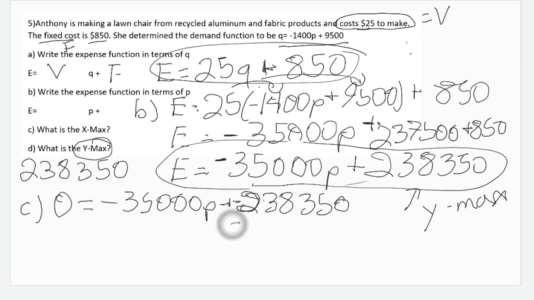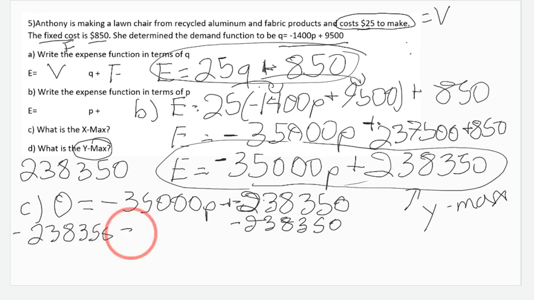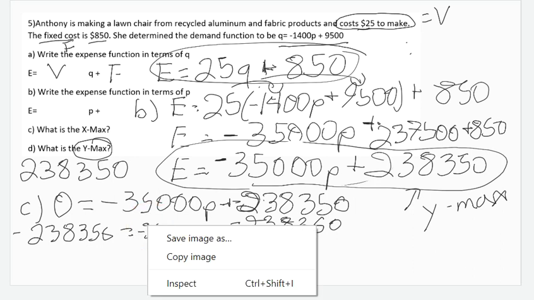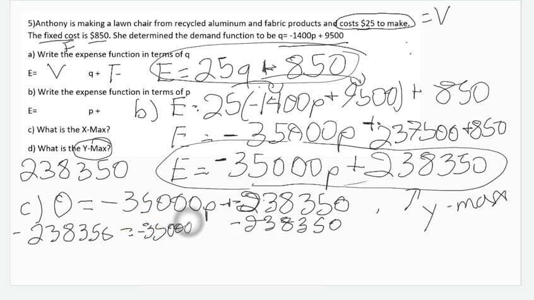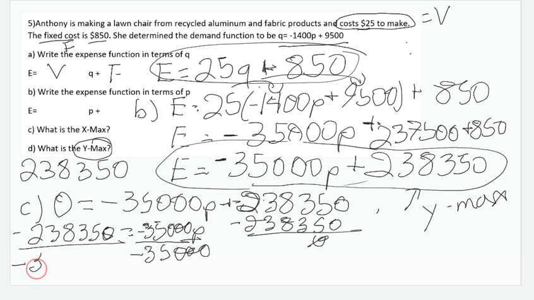Okay, so I'm going to subtract this, the 238,350, from each side. Okay, this is going to end up being 0. Remember, we still want to get P by itself, so we're going to divide by negative 35,000 from each side, because what we do onto one side, we must do to the other side.